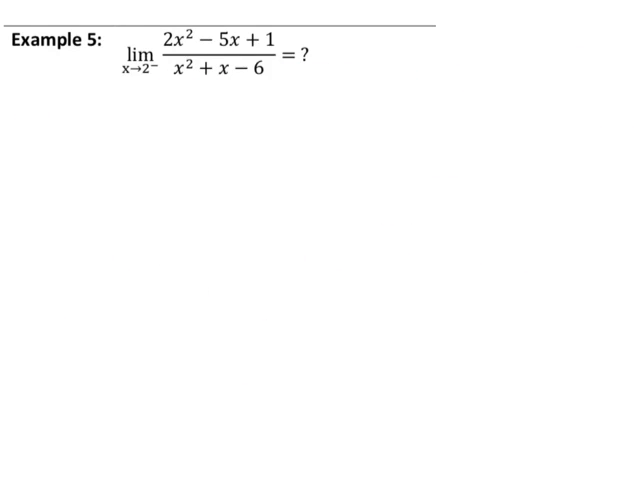We're looking at the following limit as x goes to 2 from the left-hand side of the rational expression 2x squared minus 5x plus 1 over x squared plus x minus 6. So in order to simplify this a little more, let's go ahead and see if we can factor this.